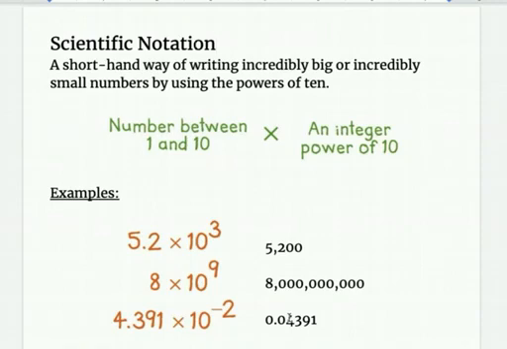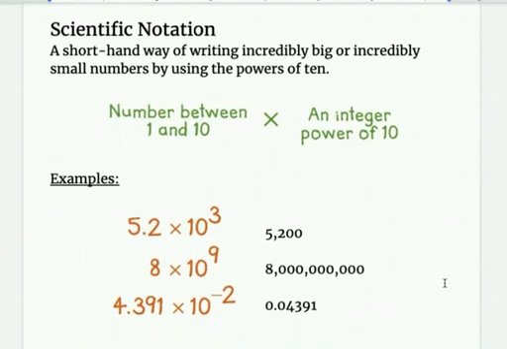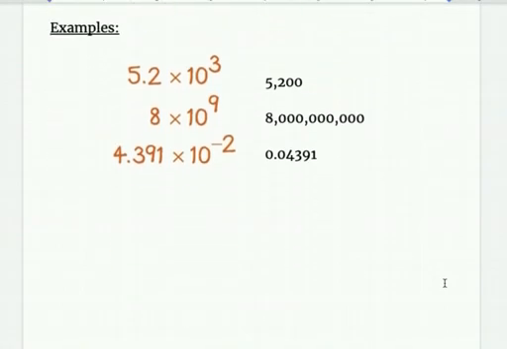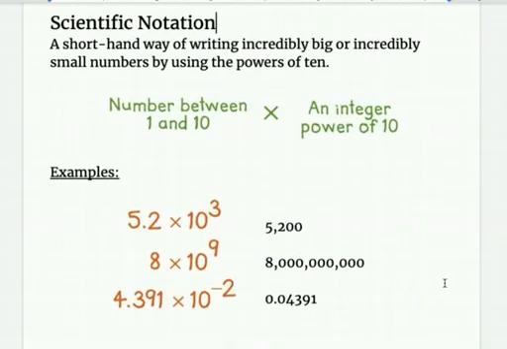This one right here is a negative exponent, so it's a really small number, 4.391 times 10 to the negative 2nd power. The decimal point is between 4 and 3, 4.391, and we're now moving it 2 spots to the left, 1 and 2, and that's how we got 4.391 times 10 to the negative 2nd power. So that's scientific notation right there for you.